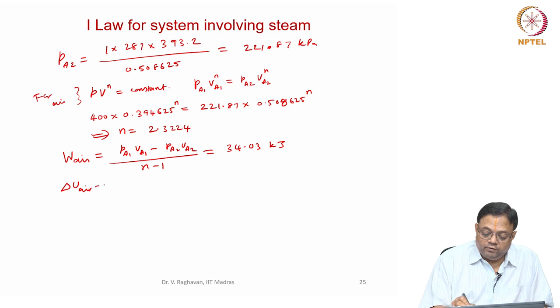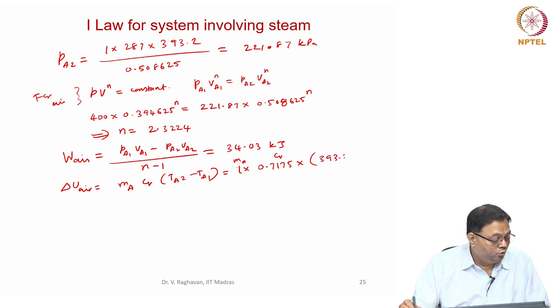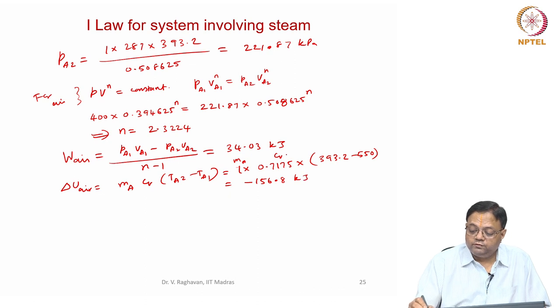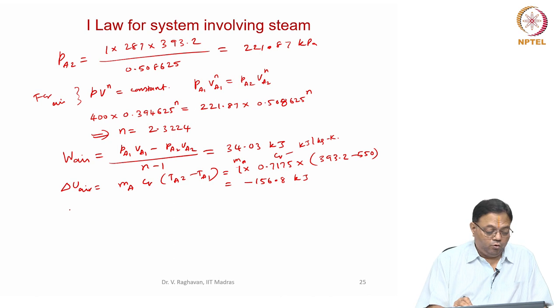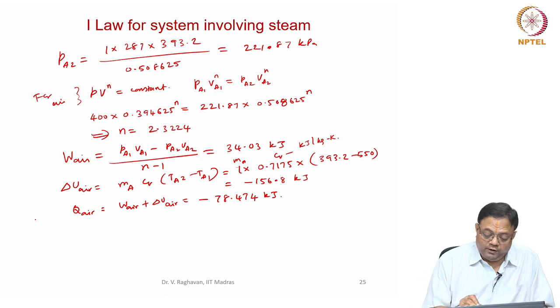Delta U of air will be equal to MA into CV into TA2 minus TA1, which is equal to 1 into 0.7175, this is the CV value, into this mass, which is 1, that is 393.2 Kelvin minus the initial temperature, which was higher. So this is negative, minus 156.8 kilojoules, where CV is in kilojoule per kg Kelvin. Now what is Q of air? Q of air will be W of air plus delta U air, which is equal to minus 78.474 kilojoules. Done.